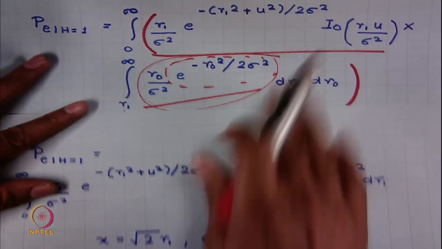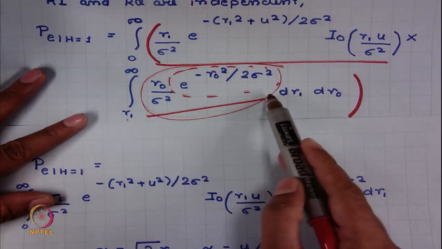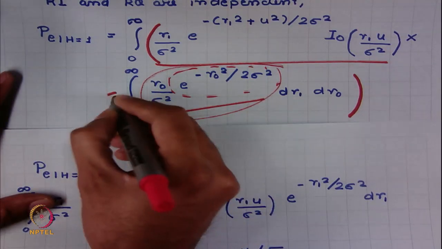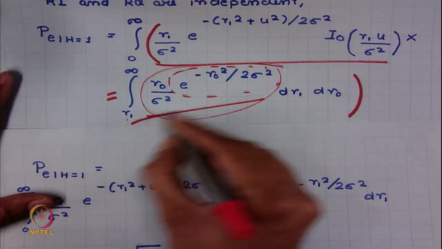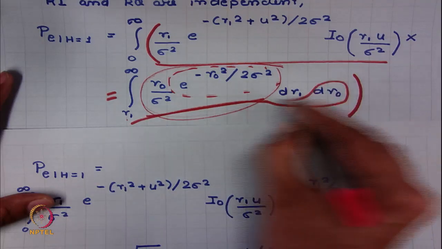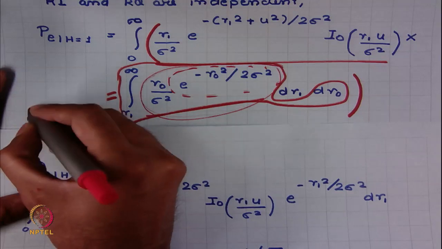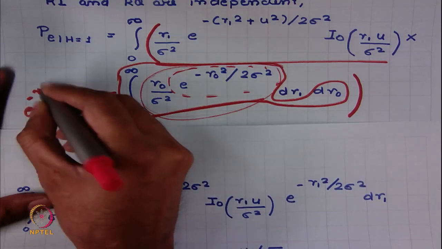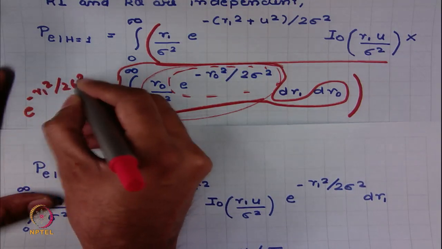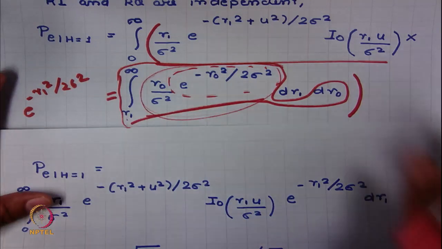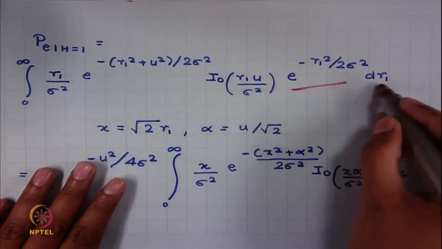And now, when you are thinking about integrating this function, this function with dr naught will simply be replaced by e to the power minus r 1 square by 2 sigma square. Okay. So, that is what we do here, we have this function.